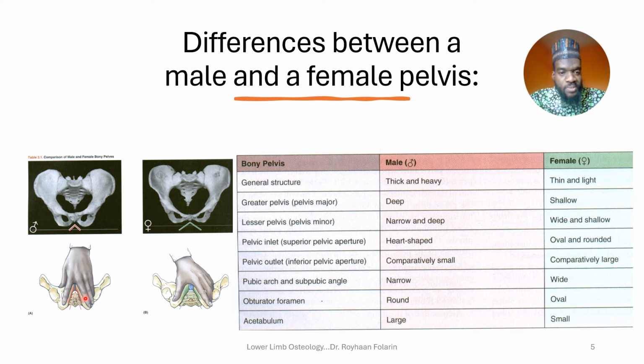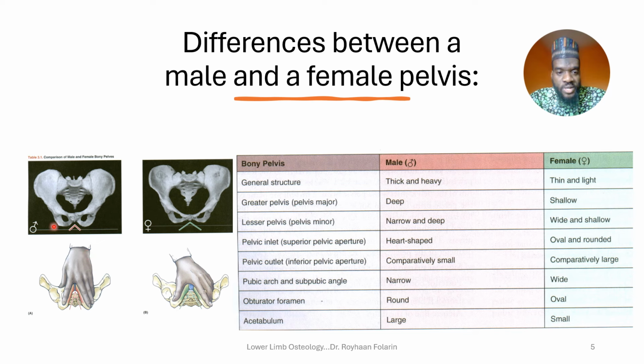Since the pelvis is generally narrow in males, while in females the pelvis is wide, for that reason the pubic arch is also wide. So here is for the female. You can see it's wider than that of the male.